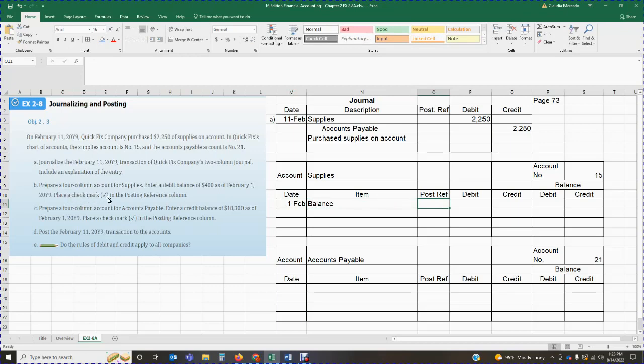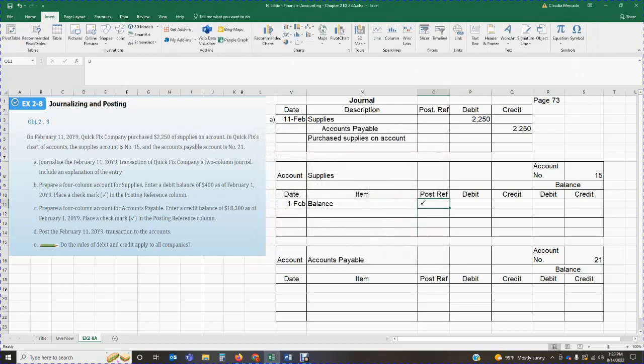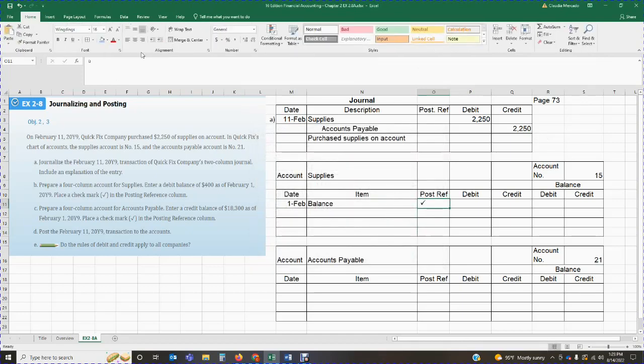It says place a check mark in the posting reference column. Usually when we have a beginning balance, we're going to indicate that with a check mark. So we have the check mark there. And then it says that we have a debit balance of 400.